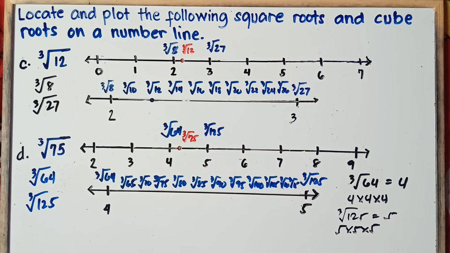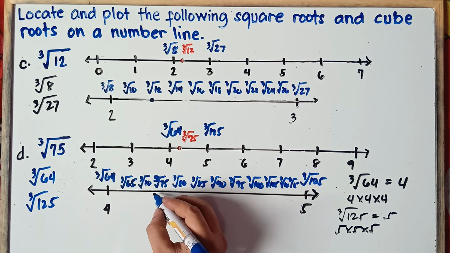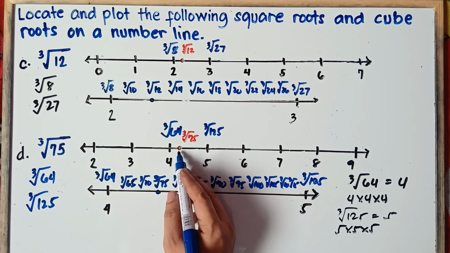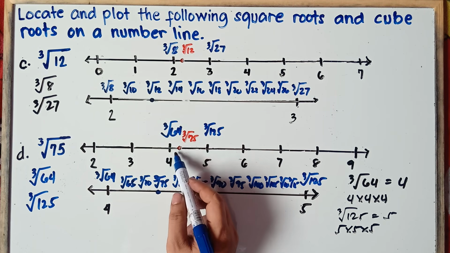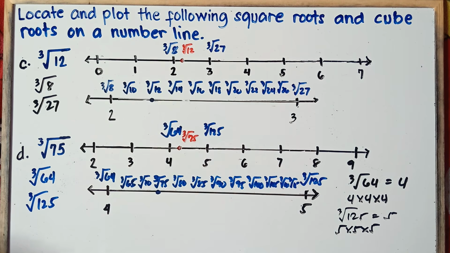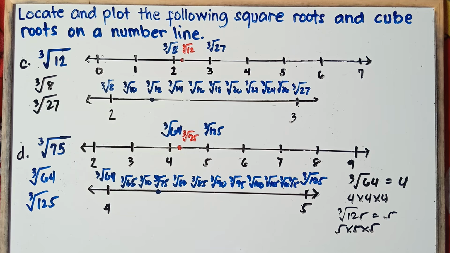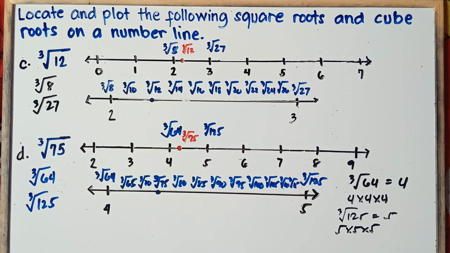Alright, so as you can see, with regards to this given, cube root of 75 is near 4. So therefore, this is our answer. The correct answer, class, is that cube root of 75 is near 4. So you can just simply estimate, class. That's it, class. All set. That's how you answer this one, to locate the points on the number line.